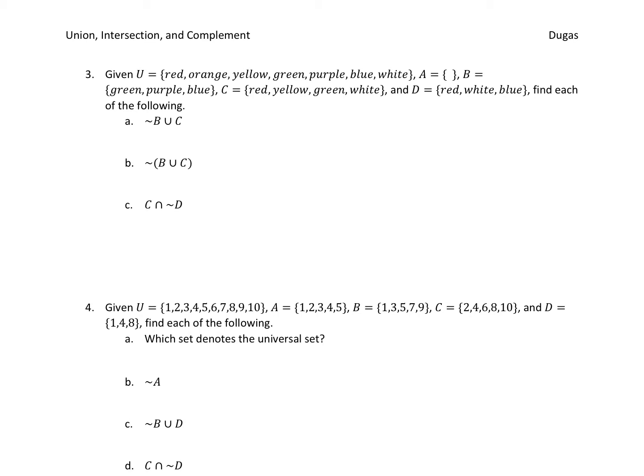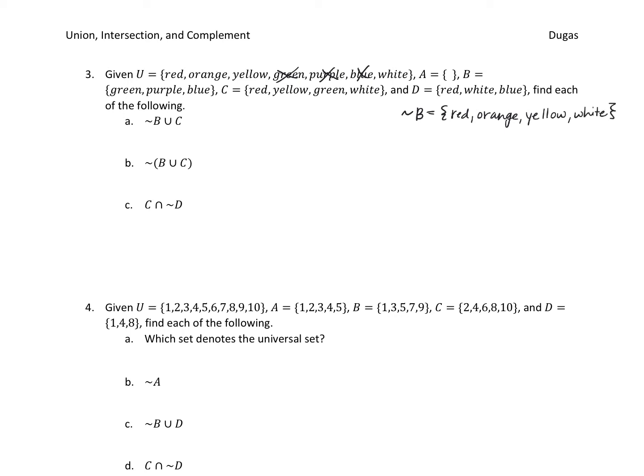So the first thing we want to find is the complement of B. So let's focus on that first. So B has green, purple, and blue. So I'm crossing those out of the universal set, and then I'm looking at what's left. That will give me the complement of B. So the complement of B is red, orange, yellow, and white.